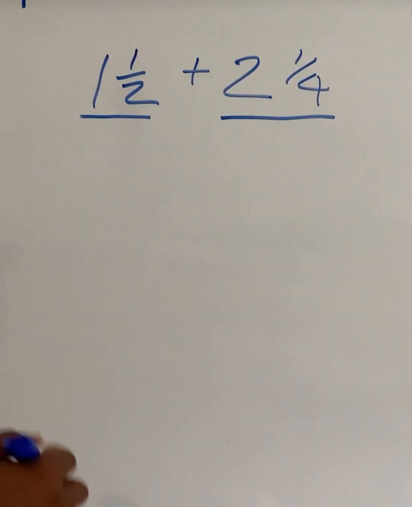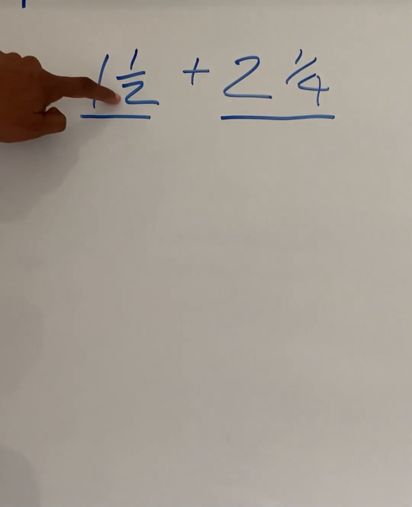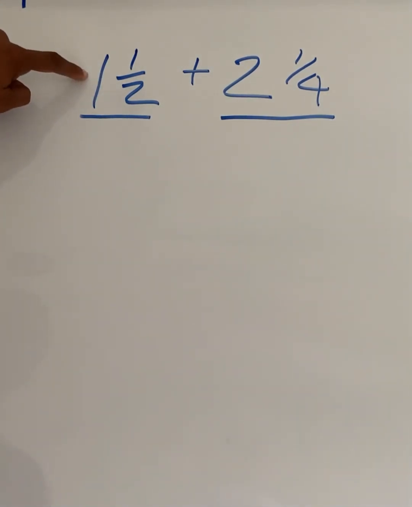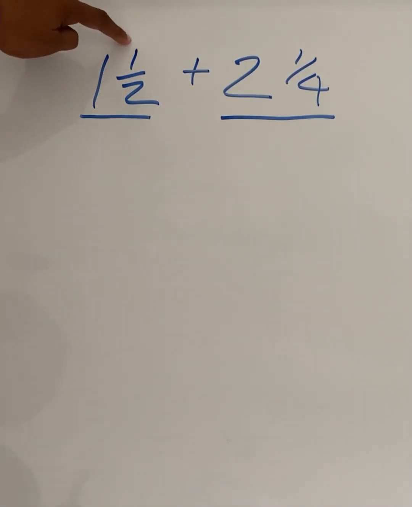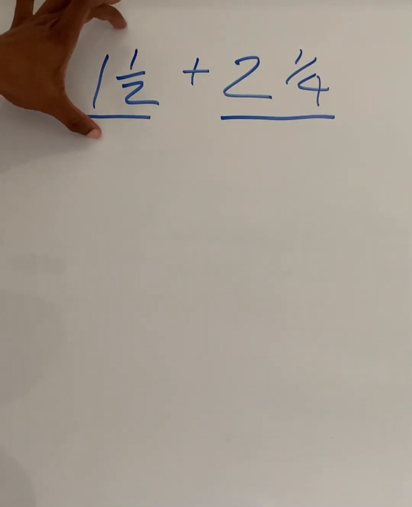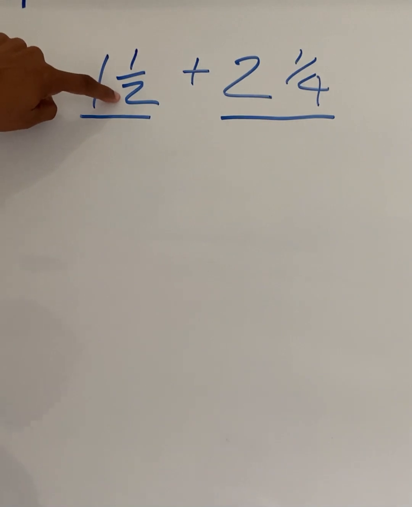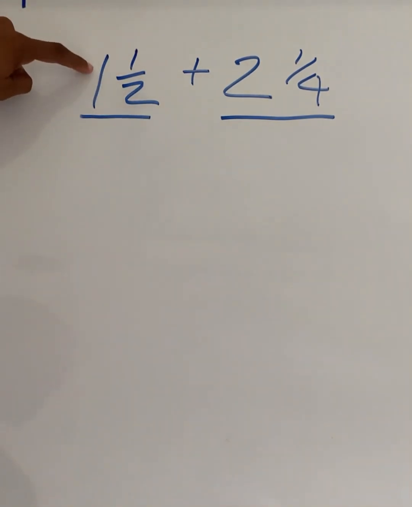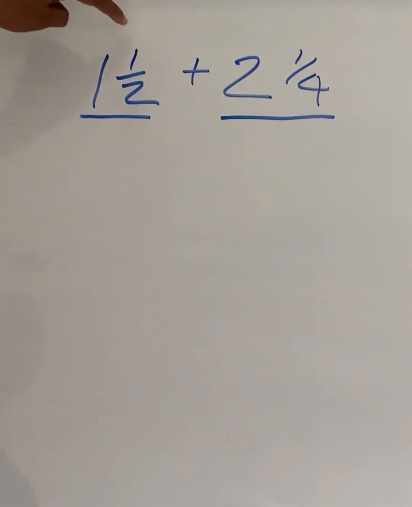And how we do that, we multiply our denominator times the whole number, and then we add our numerator and put it back over the denominator. So remember how we convert our mixed number to an improper fraction. We multiply our denominator times the whole number, then we add the numerator, put it back over the denominator.